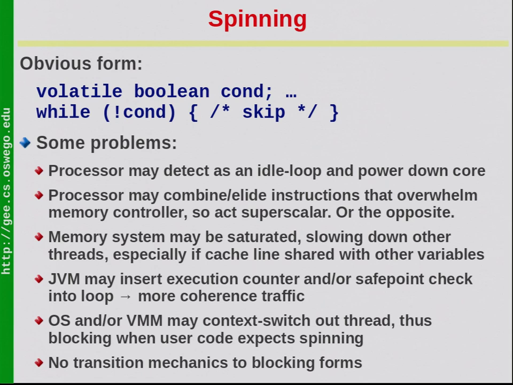Contrarily, though, the recent AMDs are very much more well behaved. I don't sell these. I just have them as test machines. So one thing it'll do is, if you're just in a spin loop, we think you're in the OS idle loop, and we're going to power you down. Or it may decide that it's going to elide some of the memory accesses, and it's going to either overwhelm the memory controller, and so you're just clobbering your memory controller, or the opposite, in which nothing happens and you're not even paying attention to the memory controller.